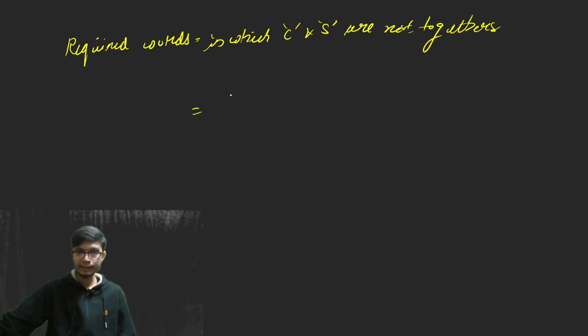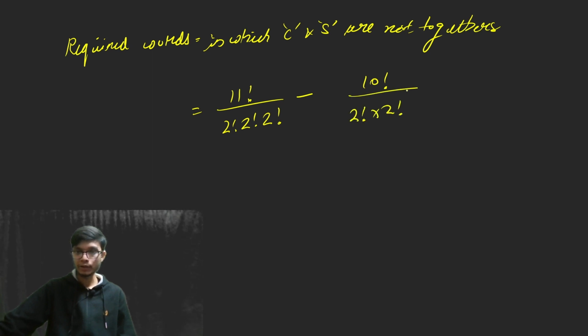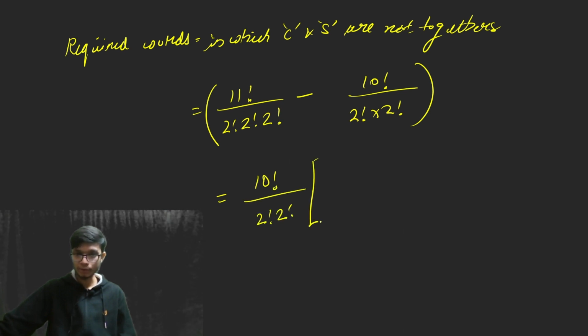So from here you will get the result as total number of cases, that is 11 factorial divided by 2 factorial, divided by 2 factorial, divided by 2 factorial, minus the cases when C and S are together, that is 10 factorial divided by 2 factorial into 2 factorial. Okay, now from here if you solve this, then you will basically get the required answer. And if you take 10 factorial divided by 2 factorial divided by 2 factorial as common, this is the result you will get as 11 by 2 minus 1. So from here you can solve this.